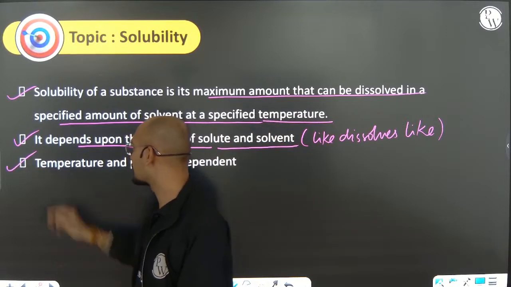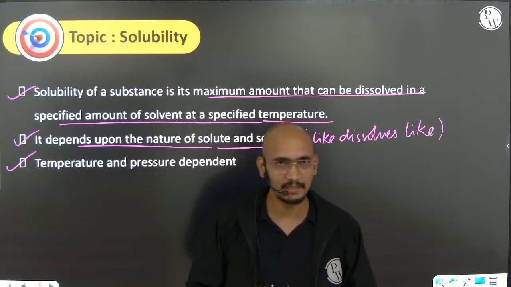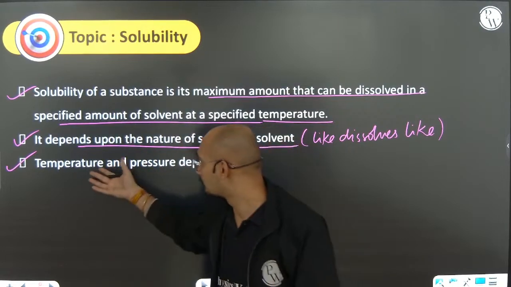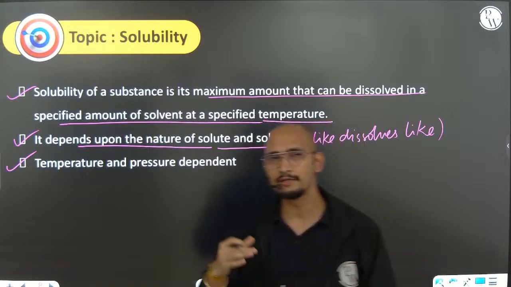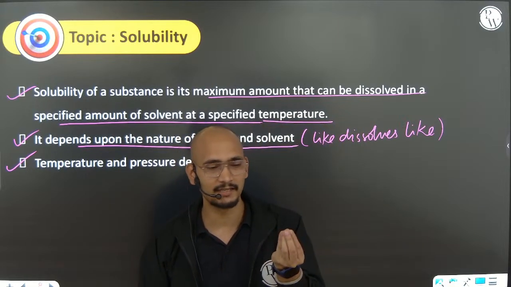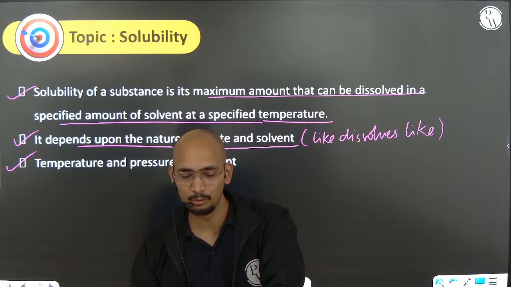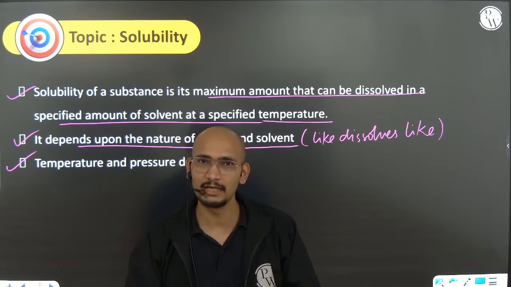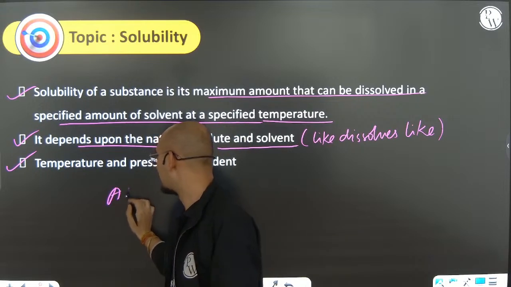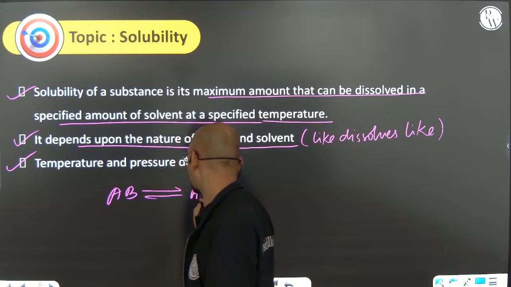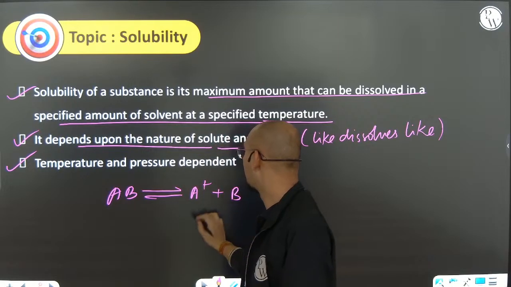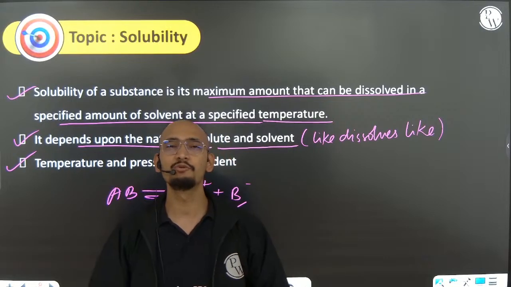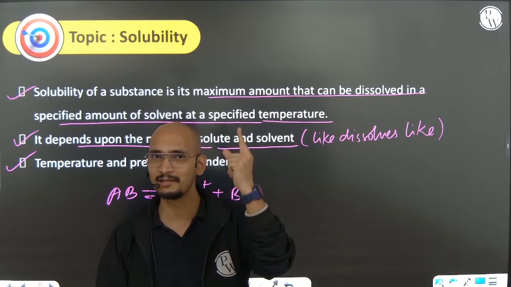Temperature and pressure is also something that affects the solubility. So if you increase the temperature, always think if there is any solid you are trying to dissolve into some liquid. Let's say there is an ion AB. AB will be breaking into A plus and B minus. The more it will be dissociated, the more it will be dissolved, right? So the more the dissociation, the more the dissolution.